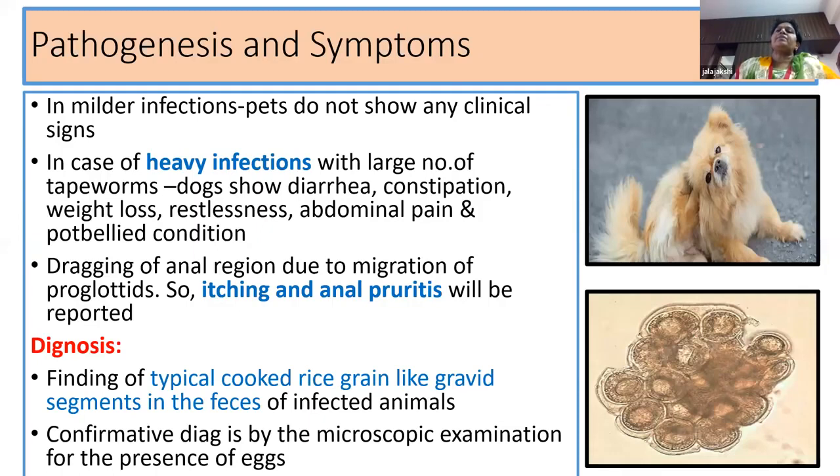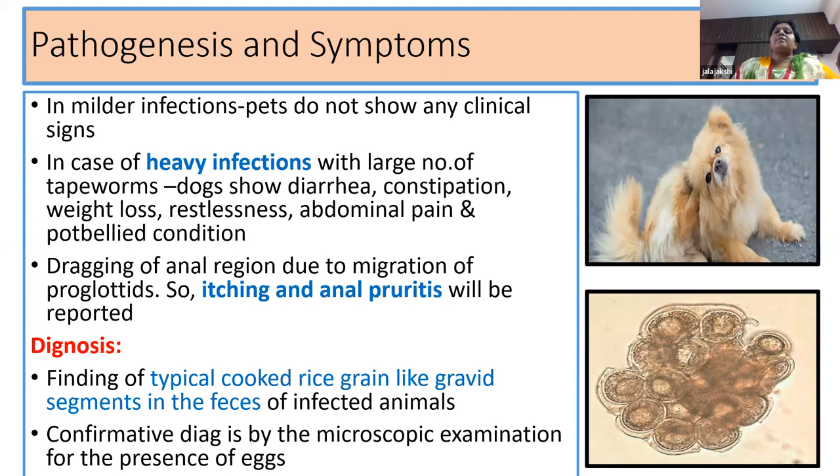Pets with heavy infection will show diarrhea, constipation, weight loss, restlessness, abdominal pain, and pot-bellied condition, due to itching caused by these migrated gravid proglottids present in the anal region. The dog drags its anus on the ground. So anal pruritus is the most common pathognomonic symptom in dogs infected with dipylidiosis. Diagnosis is mainly by finding cooked rice grain like gravid proglottids in the feces, and confirmative diagnosis is by finding characteristic eggs in egg packets when seen under the microscope.